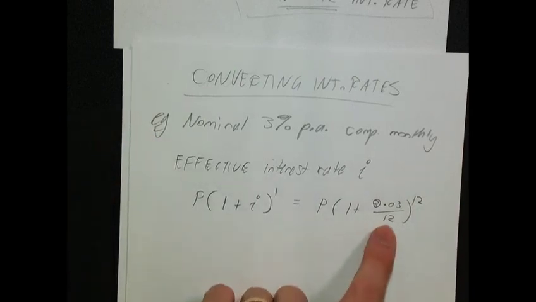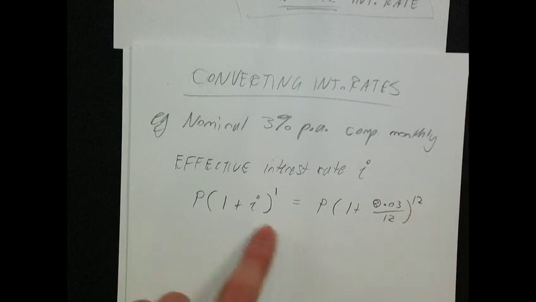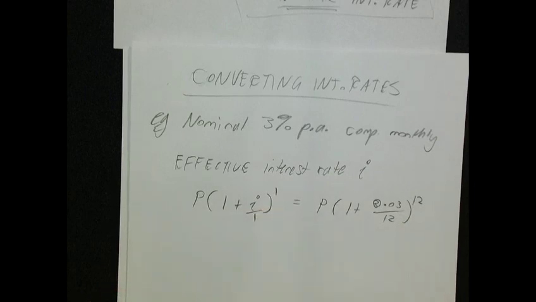So this is how much I would get if I compounded at 3% per annum compounded monthly for 12 months. This is how much I would get at an interest rate of i compounded annually for 1 year. How do you feel about that? Yep. And so you rearrange that to figure out what the i is.